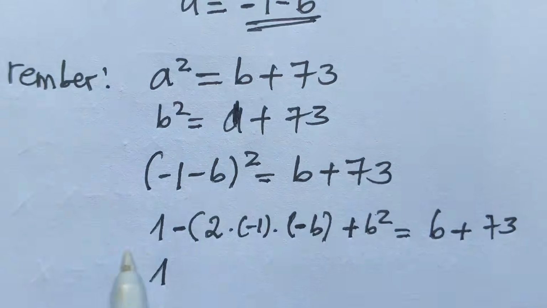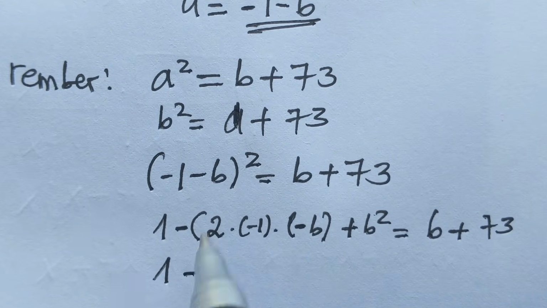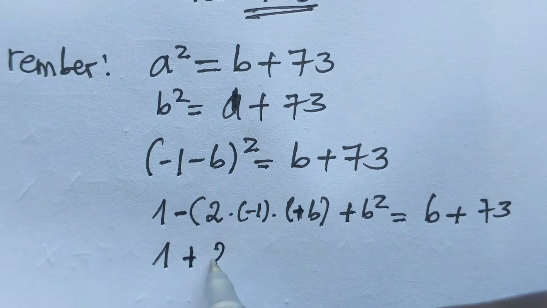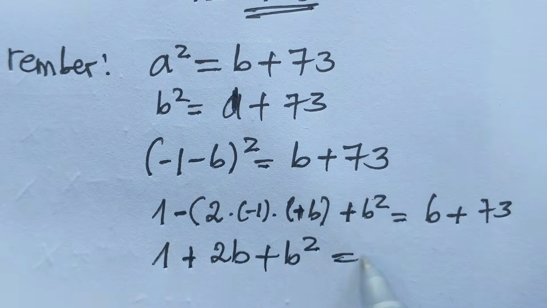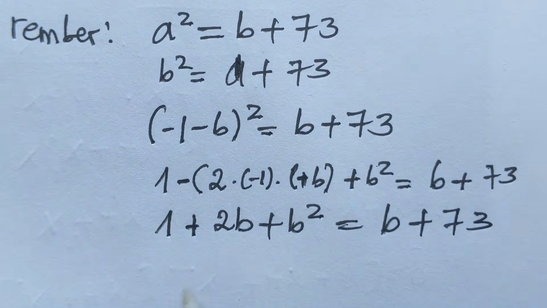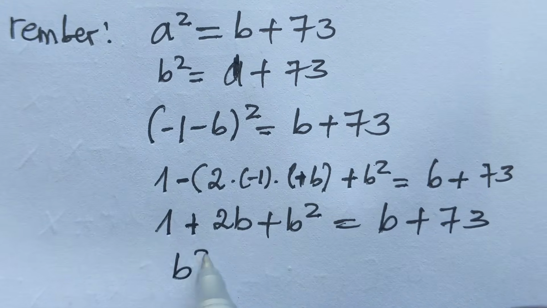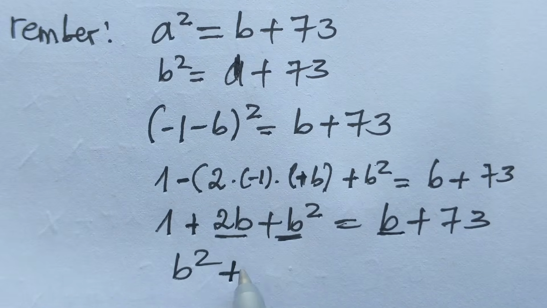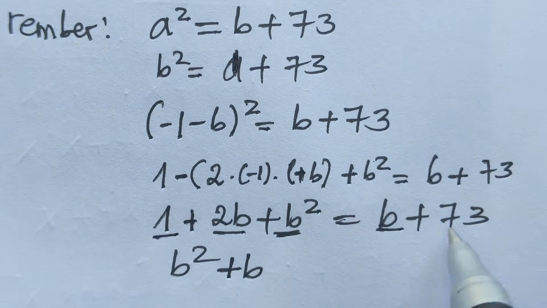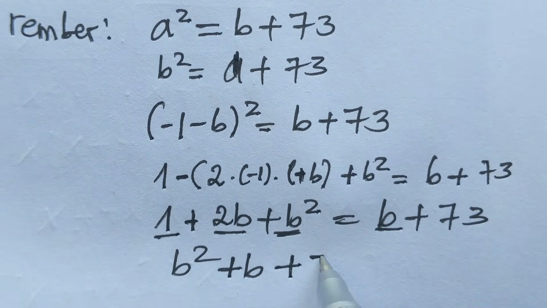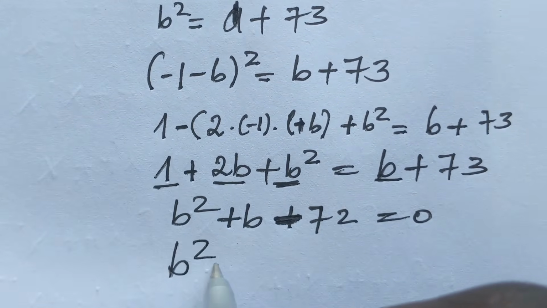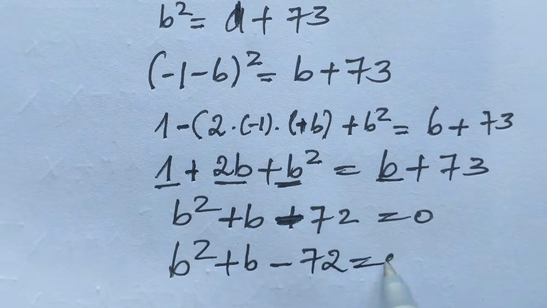We have 1 here, then minus, because it is 2ab, so this can be plus, so here we shall have plus 2b, then plus b squared, which equals b plus 73. Then you have plus 2b and minus b, so we shall remain with plus b only, and we have 1 and 73, so we shall remain with negative 72, which equals 0, so b squared plus b minus 72 will be 0.